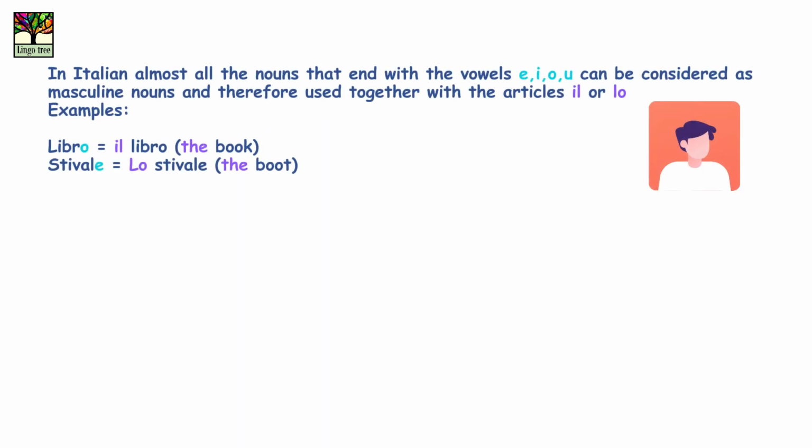In Italian, the general rule is that nouns ending in vowels e, i, o, u are predominantly considered masculine and are consequently paired with articles like il, lo. Examples: the book, il libro. The boot, lo stivale. As you can see, both examples end with one of the above-mentioned vowel letters. Therefore, we can easily identify them as masculine gender nouns.